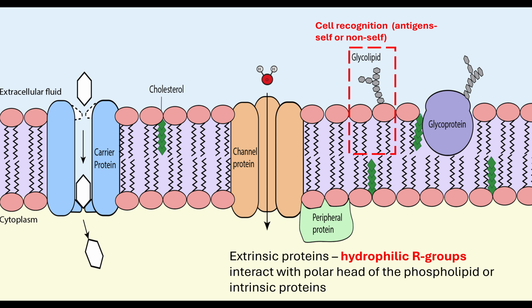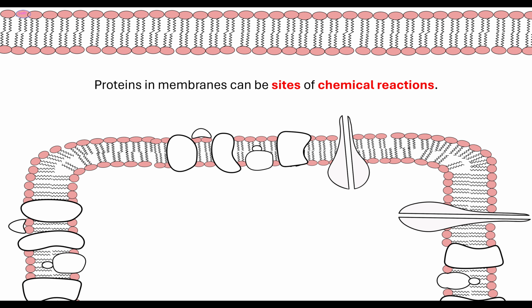So they're not embedded inside the membrane, they're sitting on the outside, and they can be either on the outside, which is inside the cell where the cytoplasm is, or they might be embedded at the extracellular fluid side and again interacting with the membrane there. They are called extrinsic proteins because they're on the outside of the membrane.